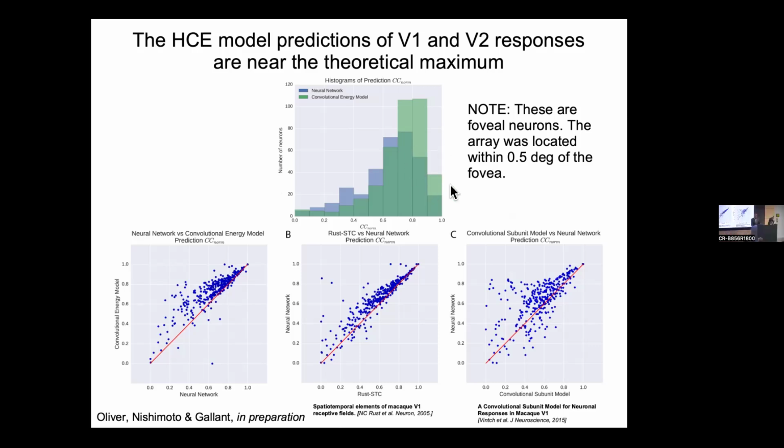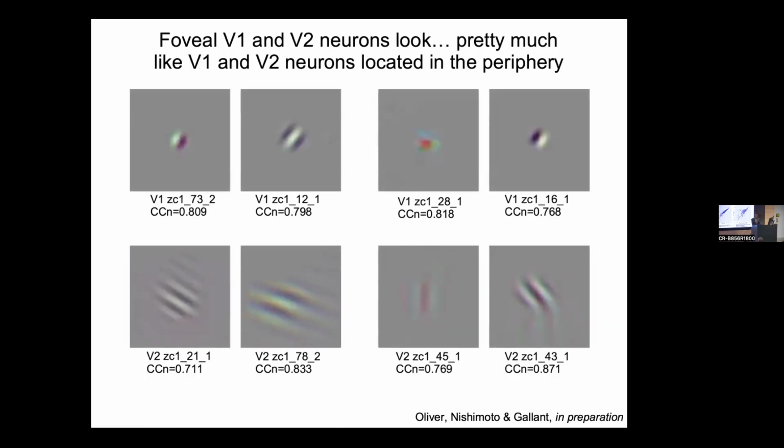We can predict V1 and V2 responses, I wouldn't say perfectly, but close to the noise ceiling. So this is a really spectacularly good model. It works better than any other model of V1 and V2 that anybody has proposed.